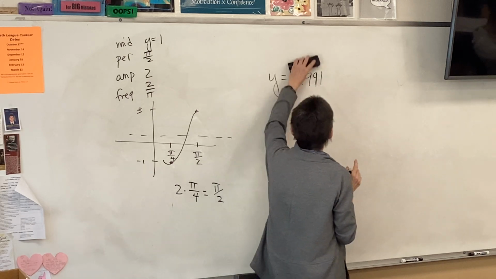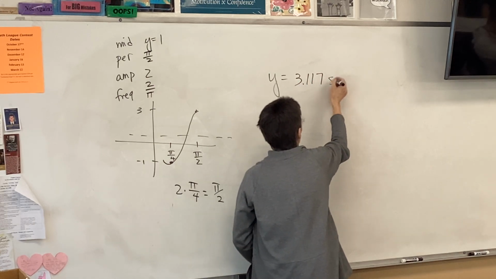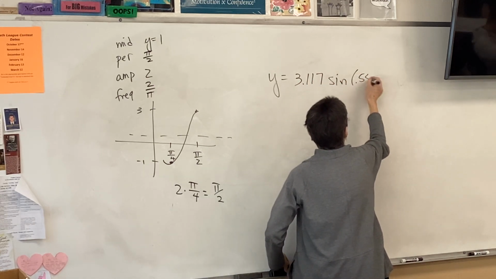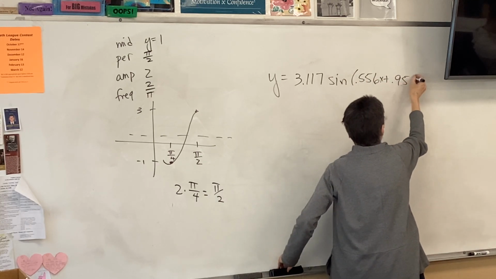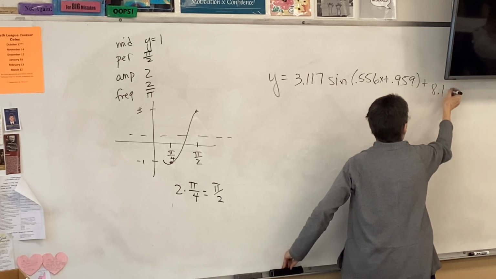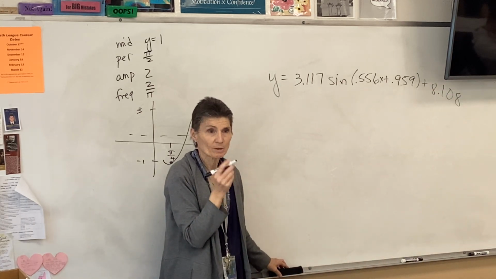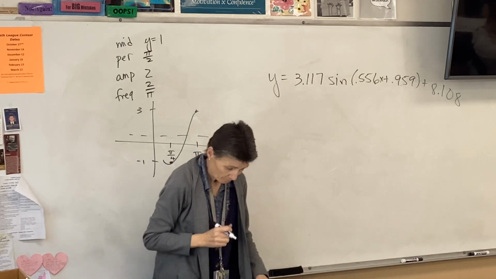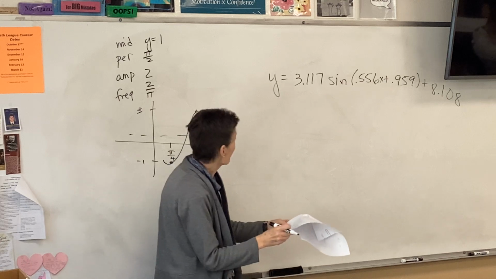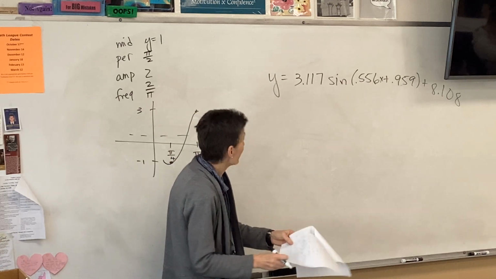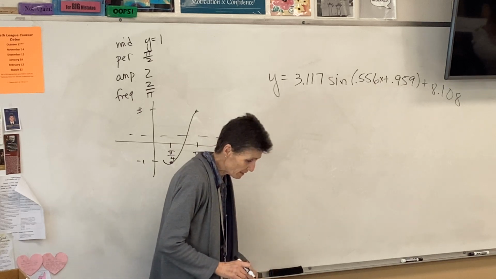Mm-hmm. What did you get for your equation? Oh, I got 3.117 sine 0.556 plus 0.959 plus 8.108. Okay, I don't know if I kept up with you or not, but does that look about like what you have? Let me see if that's what I got when I did it. Yeah. So then, you're looking for the minimum.